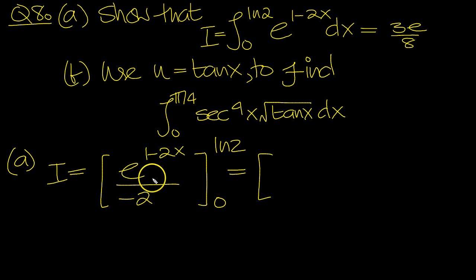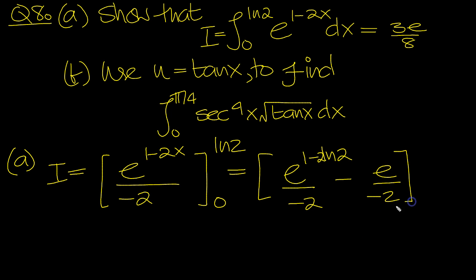Okay, let's see what we've got. So it's e to the 1 minus ln 2, top value, over minus 2. Oh, 1 minus 2 log 2, isn't it? 2 log 2. Take away the bottom value, put 0 in for x, and it's just e over minus 2. So that's equal to then.